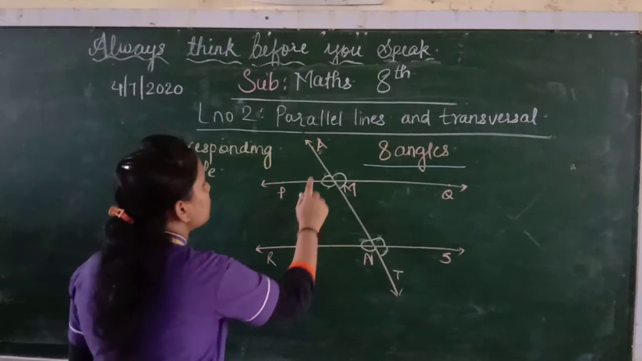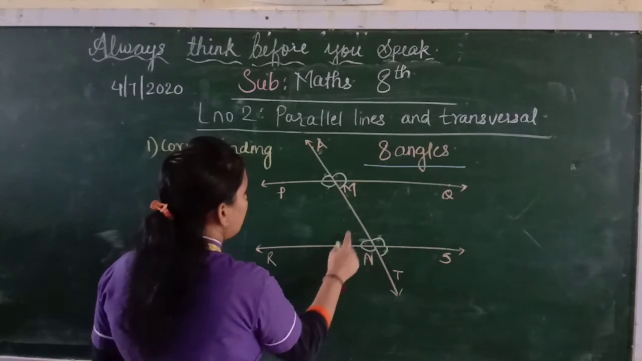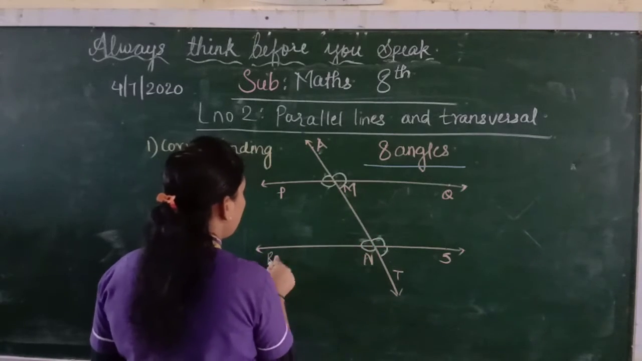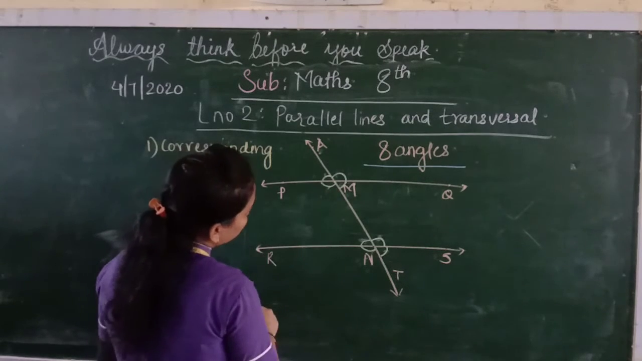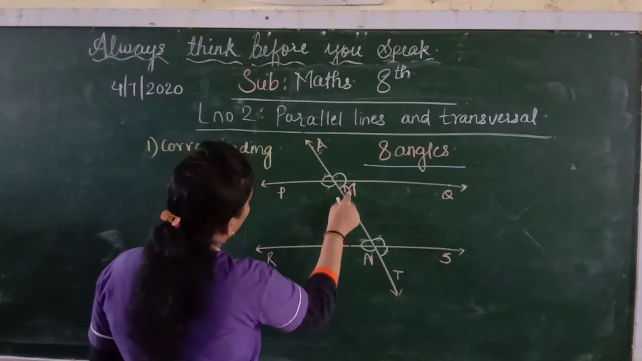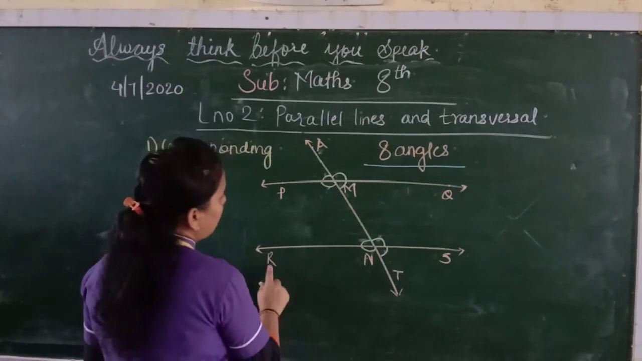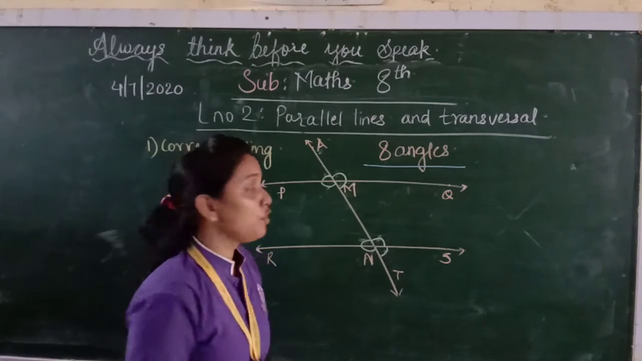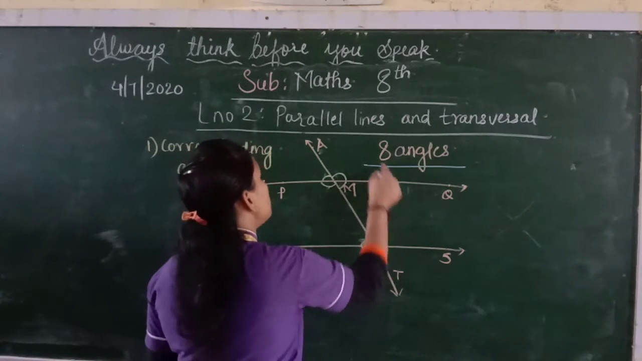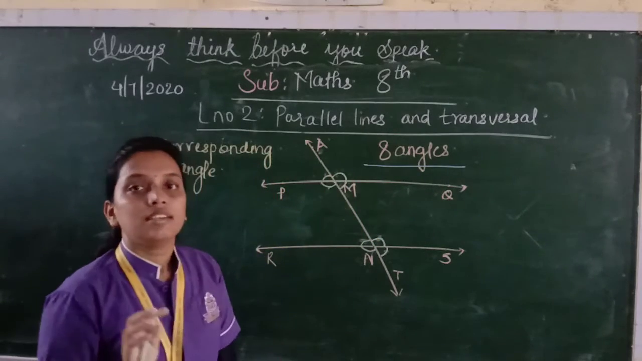So here the corresponding angle is AMP and here it will be MNR. And if you go downside, then you will have QMP and here you will have TNR. So remember the corresponding angles, they are like a staircase. If you step on this, the next you will step on here. So these are corresponding angles.